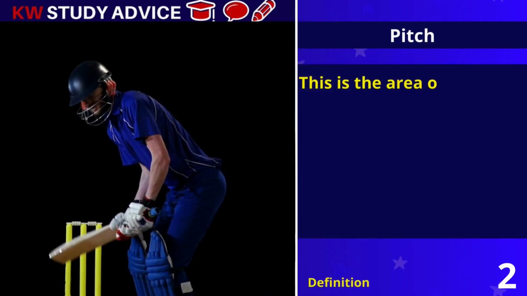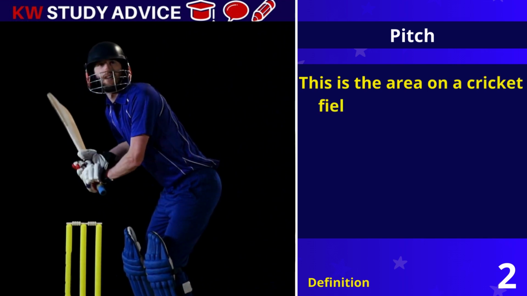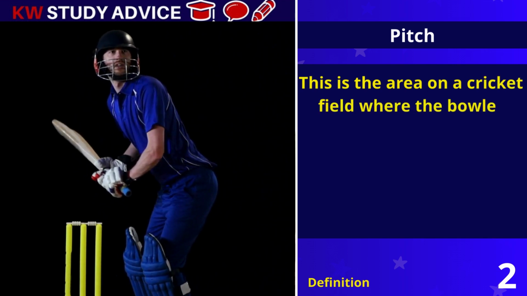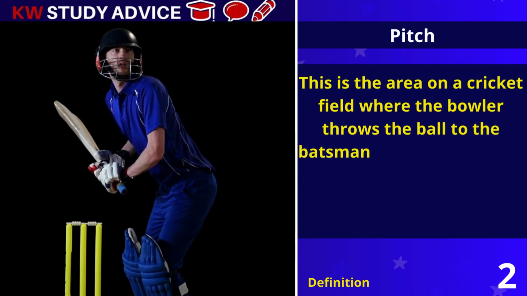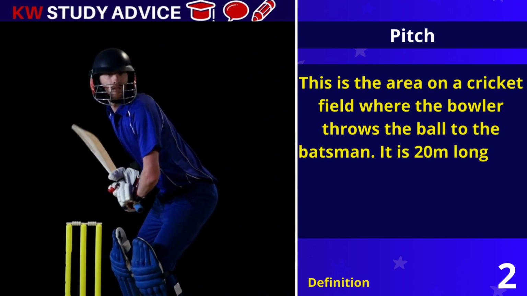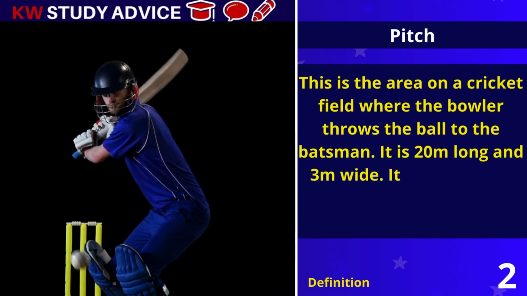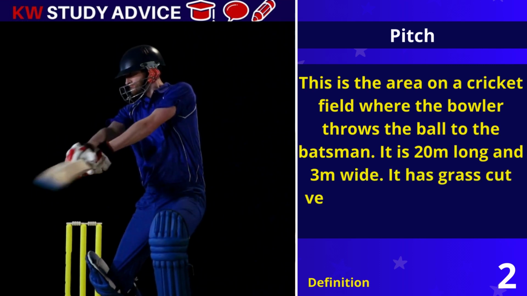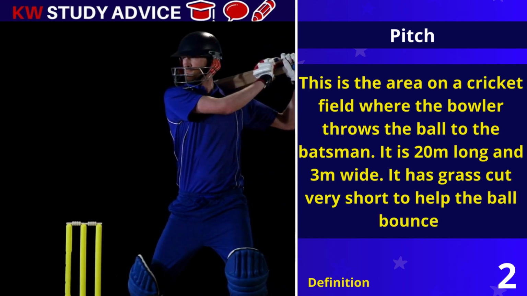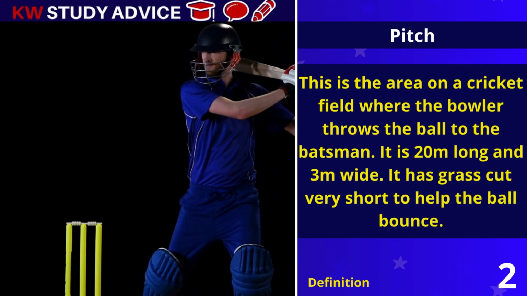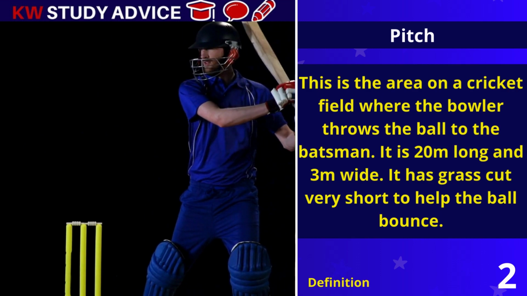This is the area on a cricket field where the bowler throws the ball to the batsman. It is 20 meters long and 3 meters wide. It has grass cut very short to help the ball bounce. And now let's take a look at the example.